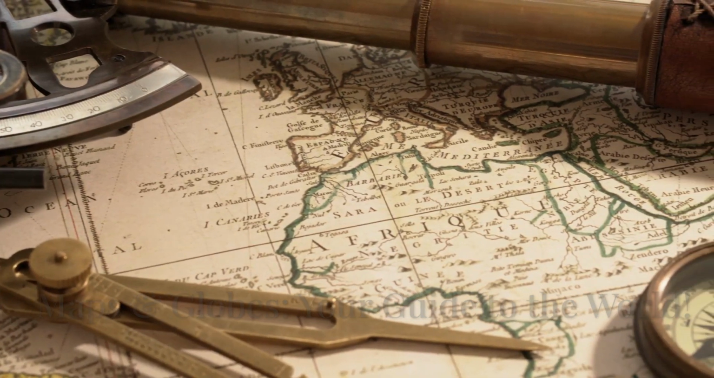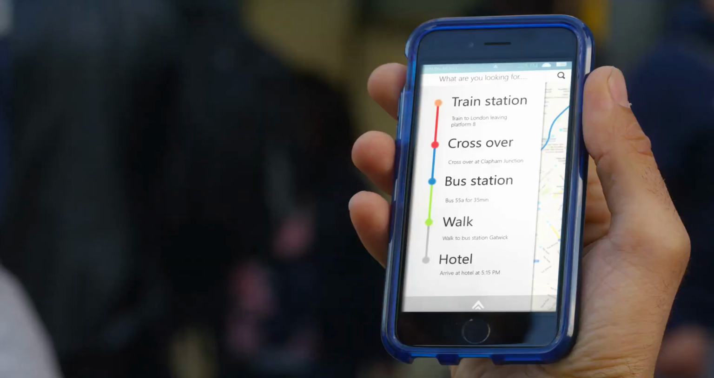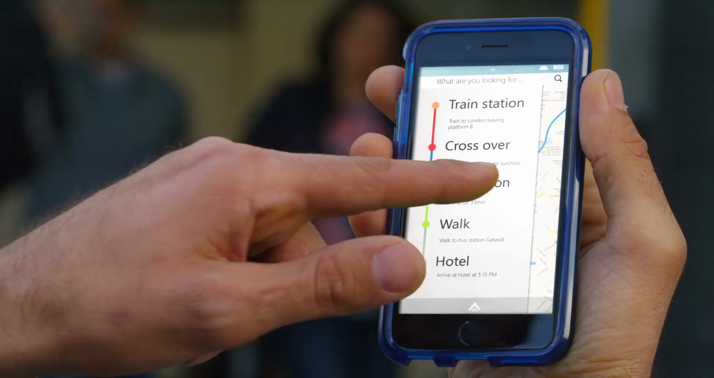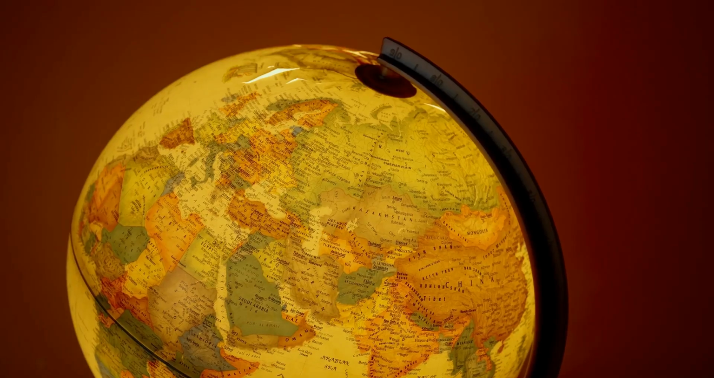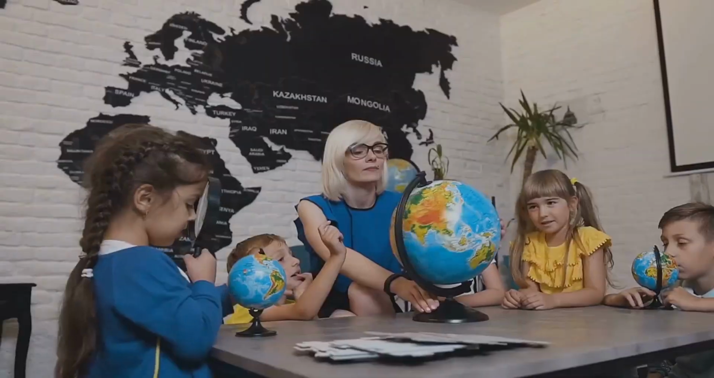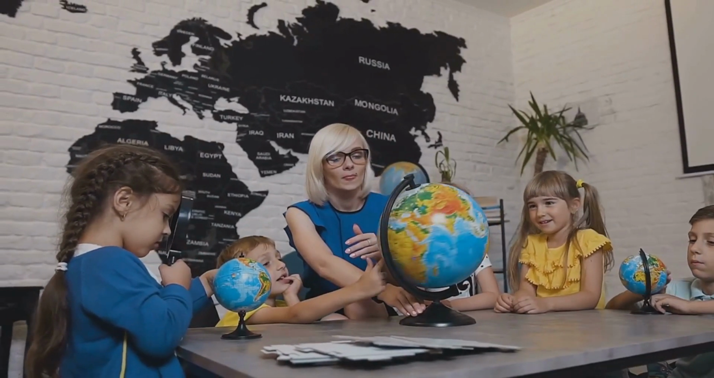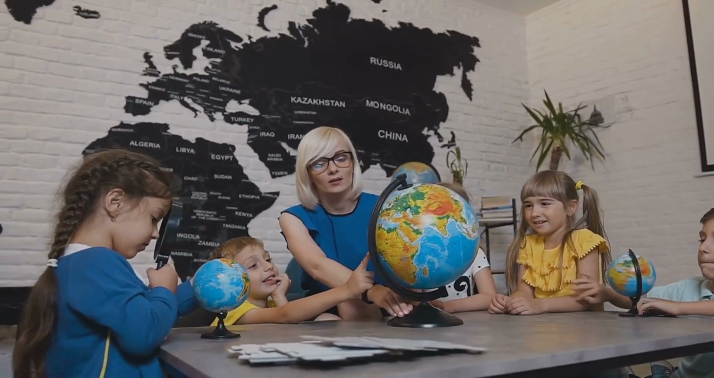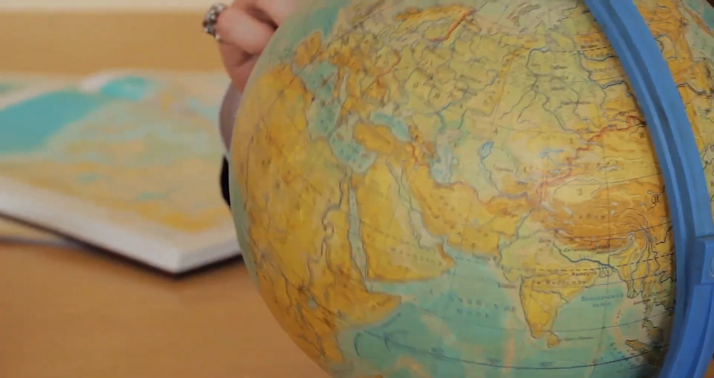Have you ever wondered how explorers found their way across oceans, or how your phone magically tells you the fastest way to school? The secret is simple: maps and globes. Today I'm unlocking how these tools help us discover, understand, and navigate our world. So let's start with the basics.